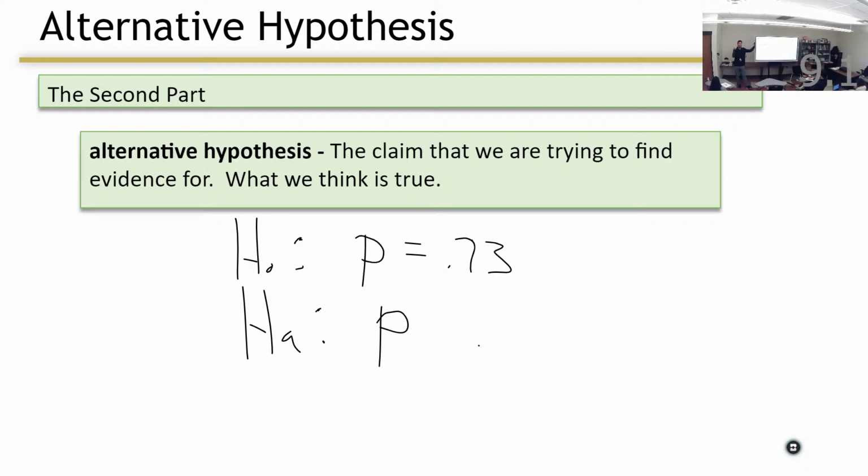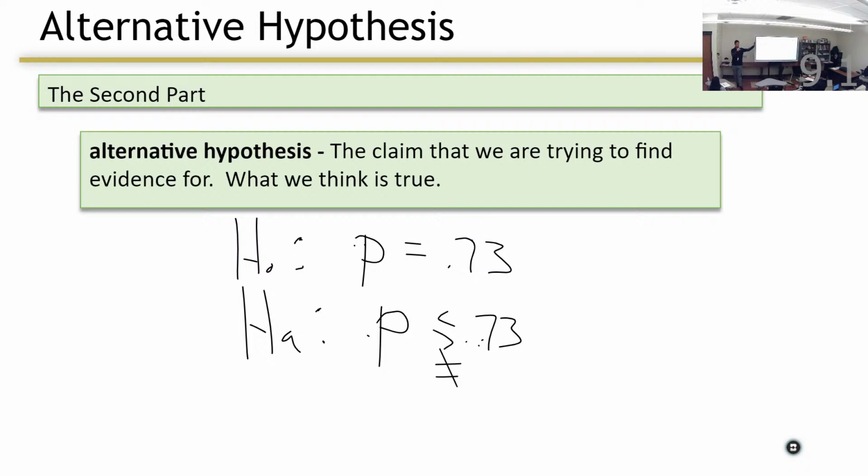Your test is going against their claim. So we think it's less than 0.73, or we think it's greater than 0.73, or we might even think it's different than 0.73. It's one of those three. This one has to have an equal sign. This one could have a less than, a greater than, or a not equals to. It can't have the equal sign. It still has to be a parameter. If this is mu, this is mu. This is p, this is p. Whatever number this is, this number has to be the same.